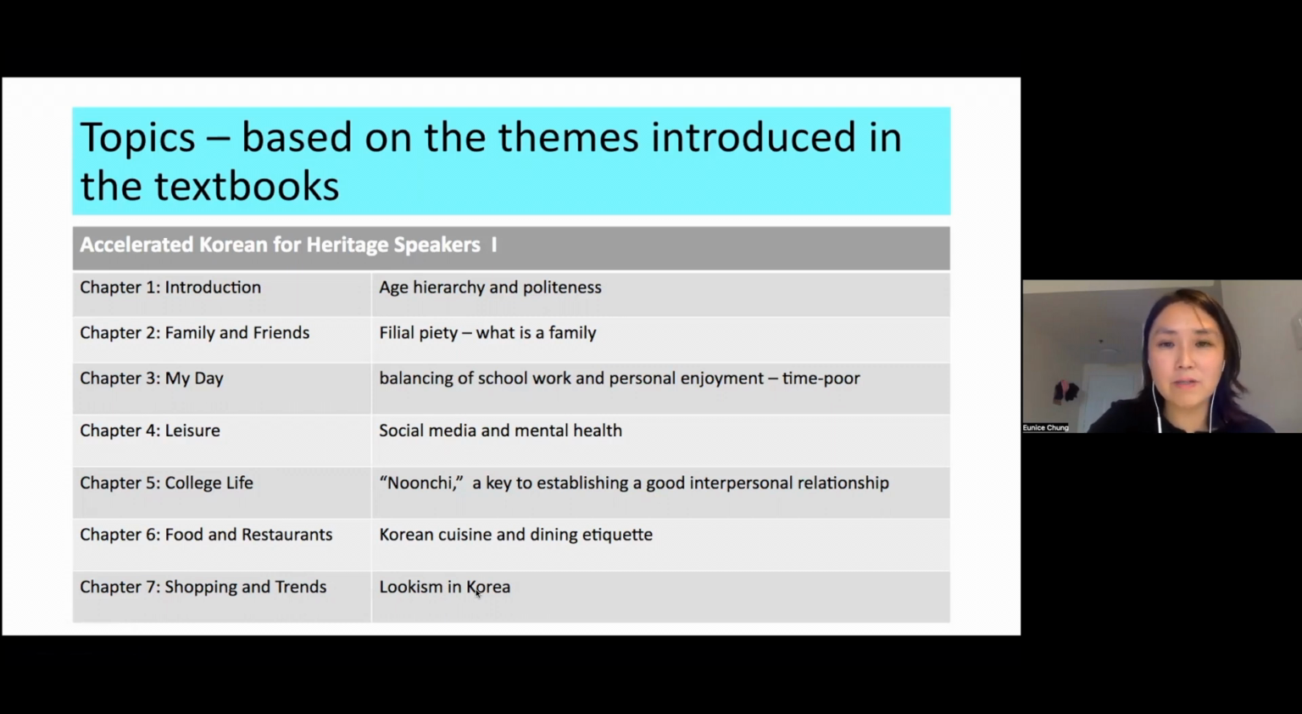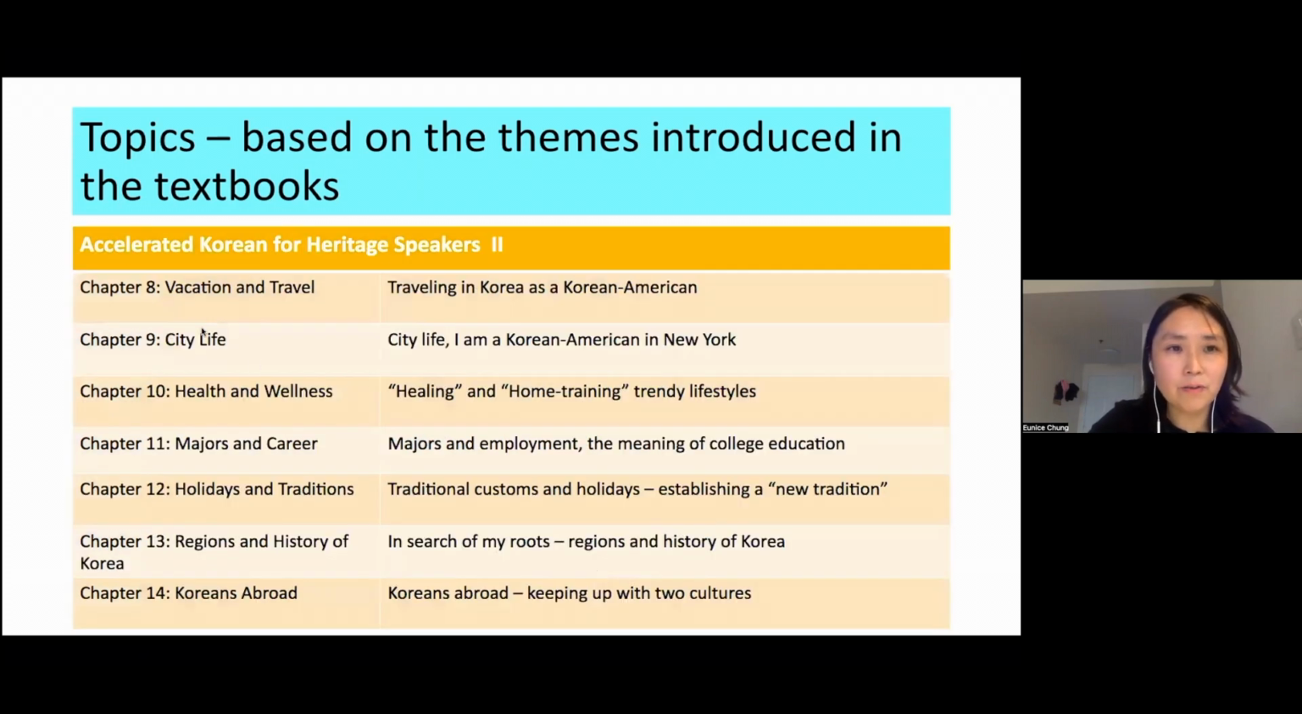Most of the themes have social and cultural aspects in them, something that students can actually analyze with their critical lens, and that requires critical thinking skills. Another example is the accelerated Korean course in the spring semester. They cover Koreans abroad, and Chapter 13, regions and history of Korea, and the topic would be in search of their roots, and regions and history of Korea.